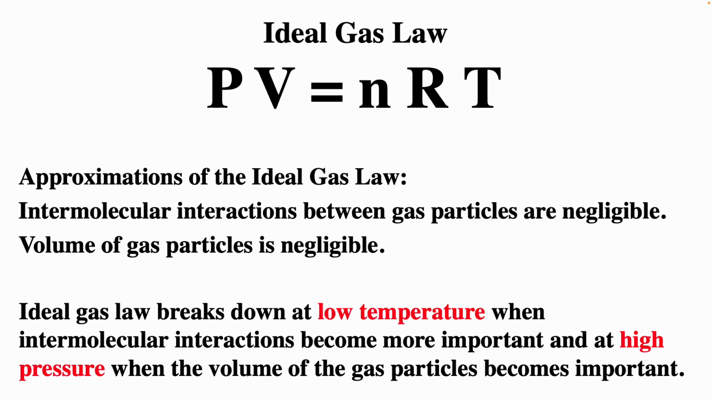And so the ideal gas law, PV equals nRT, works well under normal conditions. The approximations for the ideal gas law are that intermolecular forces are negligible and the volume of gas particles is negligible. Good approximation under normal conditions. But as you lower the temperature, all gases do eventually condense. And so as you lower the temperature, intermolecular forces no longer become negligible. If you get to high pressure, then the volume of the gas particles themselves is no longer negligible.